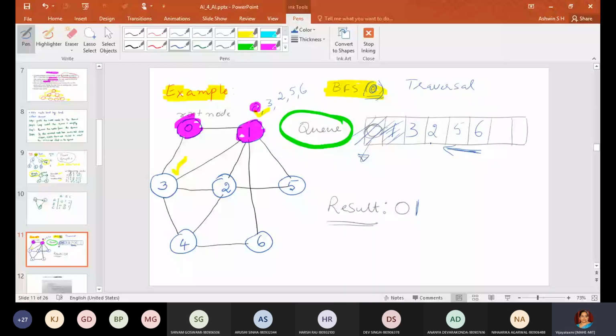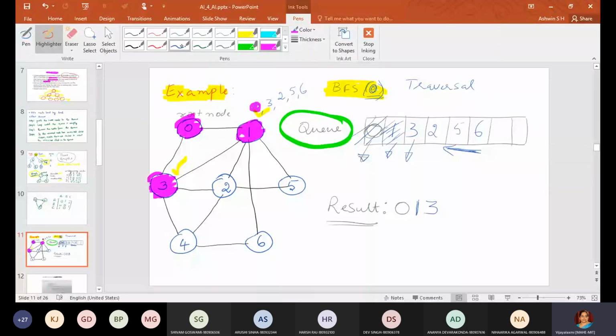Now what I have to do is remove the node from the queue. Now I have to remove 3. So 3 will come here. I will mark 3 as visited. 3 is already visited now. So what is the next step? Now I have to find out the unvisited child nodes of 3.